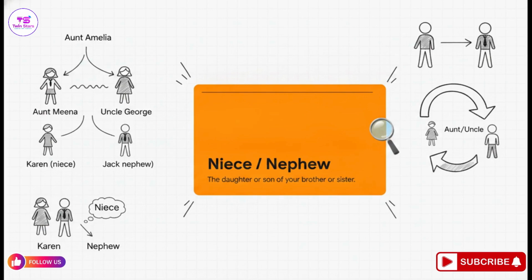A niece is explicitly defined as the daughter of your brother or sister, so Karen is a niece. A nephew is the son of your brother or sister, so Jack is a nephew. For Aunts Amelia and Mina and Uncle George, Karen is their niece and Jack is their nephew. It is exactly the inverse of the aunt and uncle relationship, right? If I'm your uncle, you are my niece or nephew. Pinning down this specific distinction is going to make your conversational English sound incredibly natural.